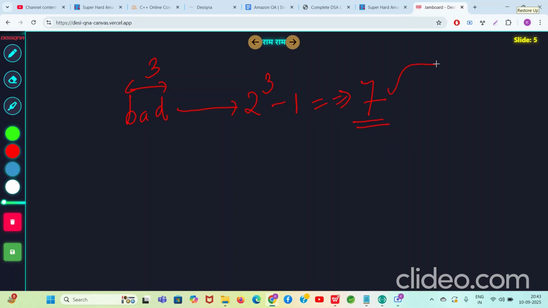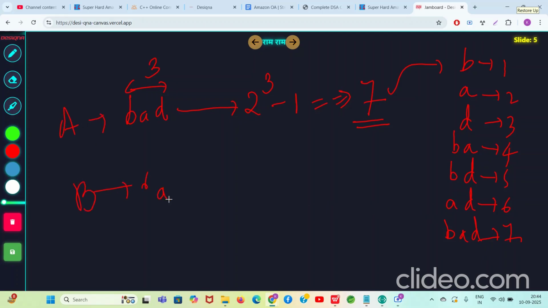Now, I want you people to listen to me very carefully. Which are those 7 subsequences? Well, it is B, it is A, it is D, it is BA, it is BD, it is AD, and it is BAD. 1, 2, 3, 4, 5, 6, and 7. Now, how to know which subsequences are valid? This is string A. The string B is a single character A.